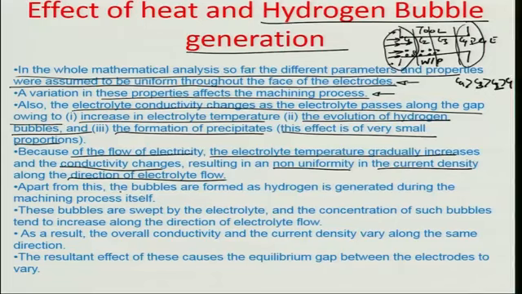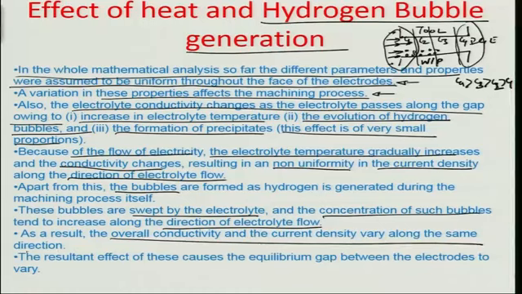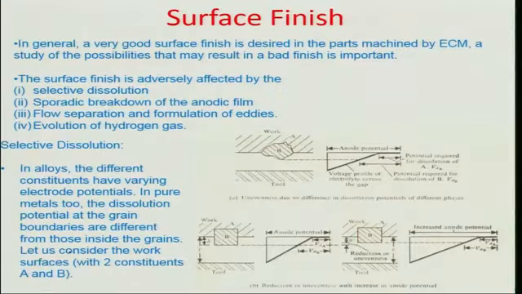I already mentioned the bubbles and how they are swept by the electrolyte, and the concentration of such bubbles would increase in the direction of the flow. Again, the overall conductivity and the current density would vary along the same direction. Because of such variations, there is always a possibility of the tool surface and the workpiece surface getting changed substantially.